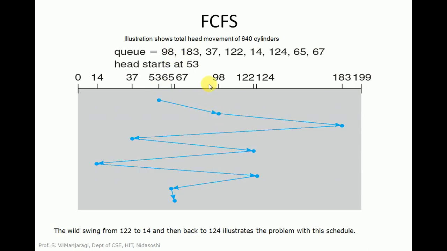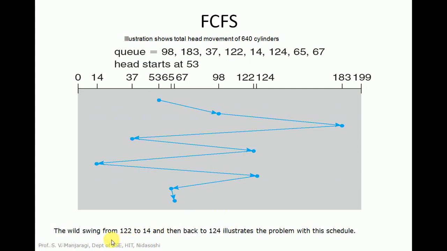The next request in the queue is 183, so the head is moving from 98 to 183. Then to the next request, 37. The next request in the queue is 122. The head is moving from 37 to 122. Then from 122 to 14, 14 to 124, 124 to 65, 65 to 67. That is how IO requests will be served in the FCFS scheduling algorithm. But there is a problem with this particular algorithm.